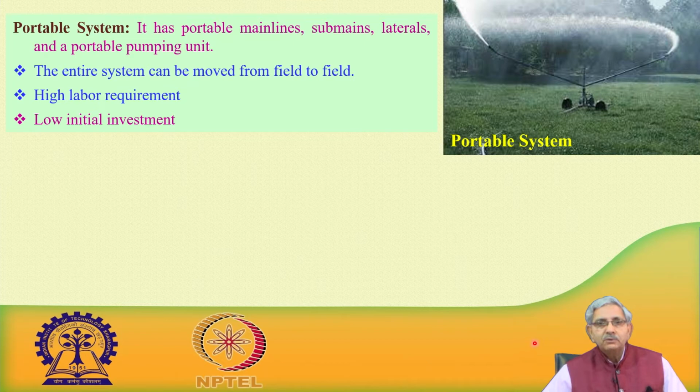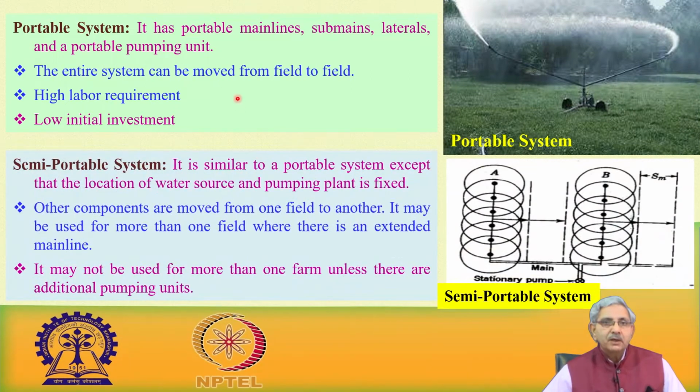Now, coming to the classification from the portability point of view, the system can be portable, as the name is given. All the components, the distribution component, the main line, sub main line, laterals, and the entire pumping unit, are portable. And then semi portable: in the case of semi portable, the source of water and pumping plant are fixed, and the rest of the components are movable.